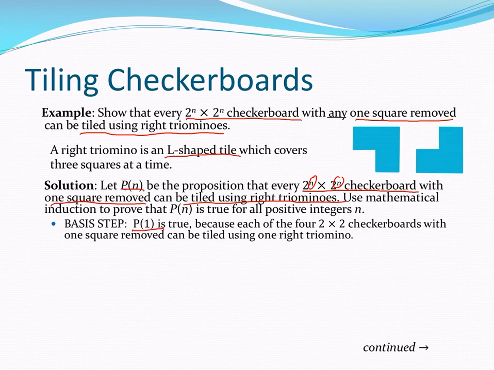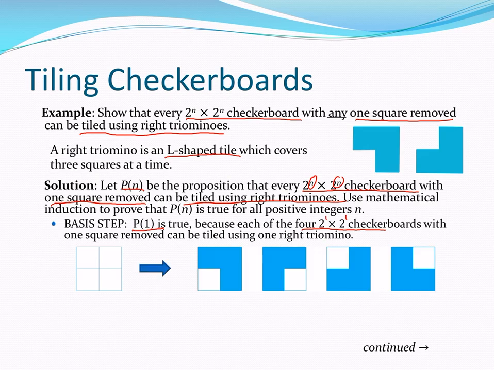And P1 is true because each of the 2 by 2 checkerboards, that is 2 to the 1 by 2 to the 1 checkerboards, with 1 square removed can be tiled with a single right triomino. Here's a 2 to the 1 by 2 to the 1 checkerboard, and you can see if we remove any one square, we can cover it with a triomino. If we remove that square, it's covered with a triomino, remove that square. So we've covered all cases, and it's pretty straightforward to see that the basis case is true.